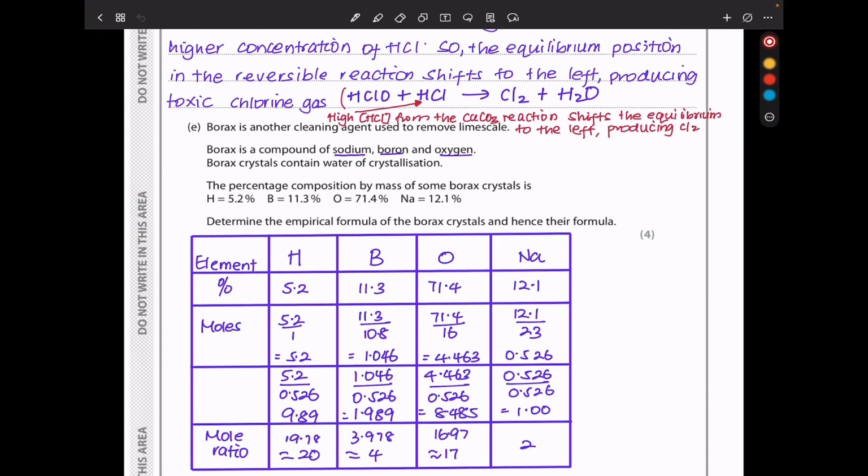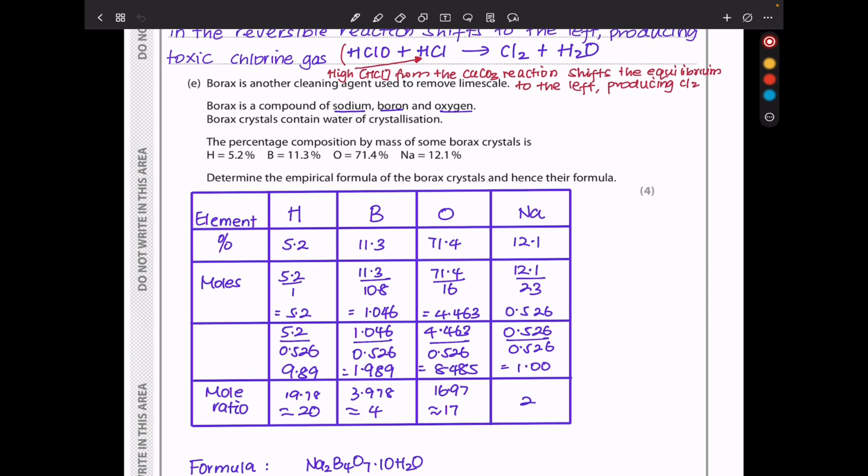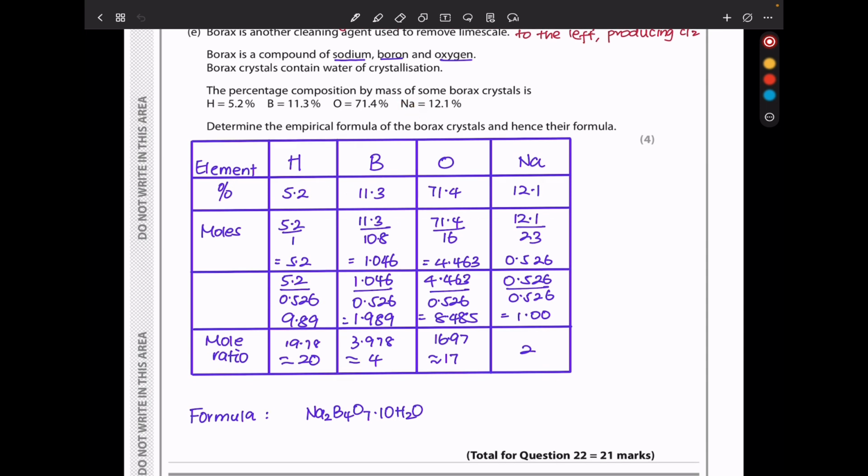And in part E, borax is another cleaning agent used to remove limescale. Borax is a compound of sodium, boron, and oxygen. Borax crystals contain water of crystallization. The percentage composition by mass of some borax crystals is hydrogen 5.2%, boron 11.3%, oxygen 71.4%, and sodium 12.1%. Determine the empirical formula of the borax crystals and hence their formula.